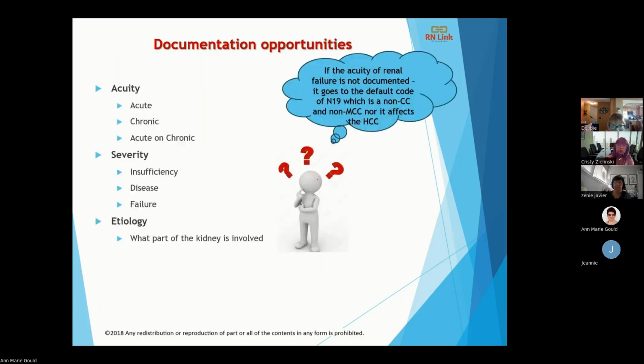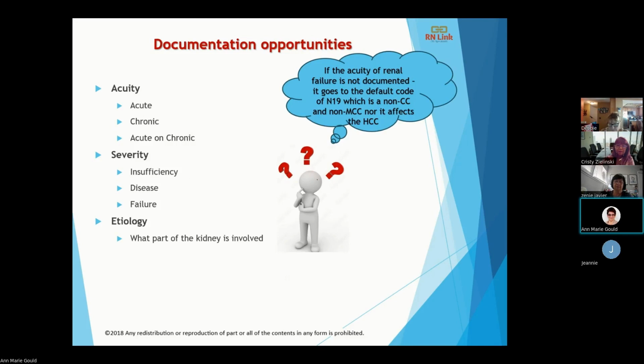So documentation opportunities. What do you think? Of course, it's acuity, severity, and etiology, right? We're always looking for specificity. Acuity: is it acute, chronic, acute on chronic? Severity: is it insufficiency, or is it disease, or is it failure? Etiology: what part of the kidney is involved? Sometimes it may not be the kidney itself, it could be the adrenal gland that's on top of the kidney.